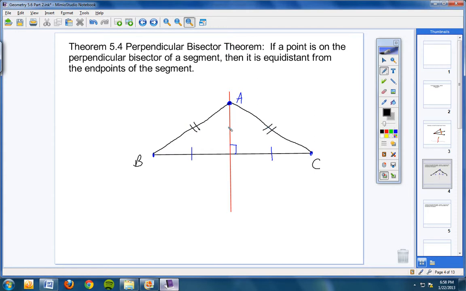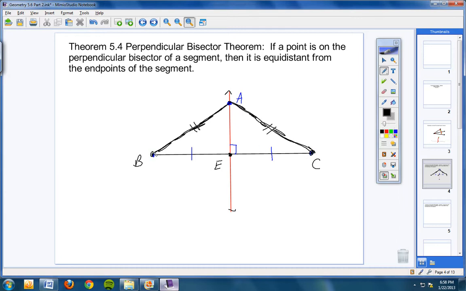So again, for the 100th time, let me go over this. If you have a segment BC, and then you have, let's go ahead and put a letter here so we can call this line AE, I guess. If I have a segment BC, and then I have a line AE that is a perpendicular bisector, in other words, it's perpendicular to BC and it cuts BC in half. If that happens, then this distance right here is going to be equal to this distance here. That's all that it's saying.